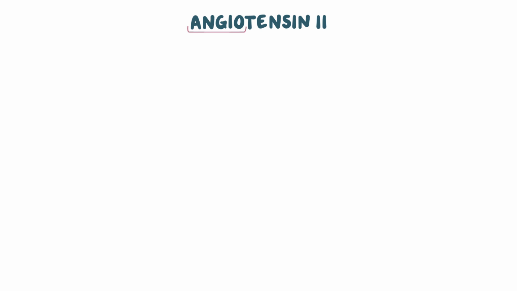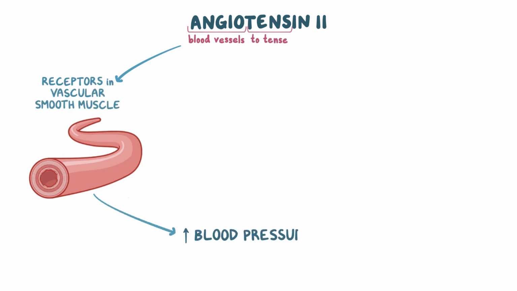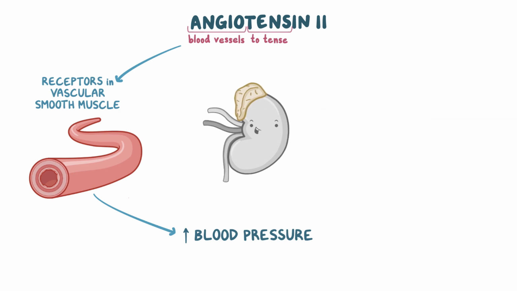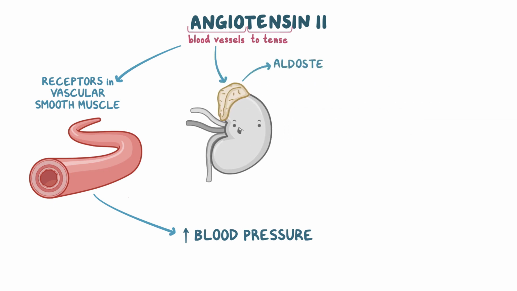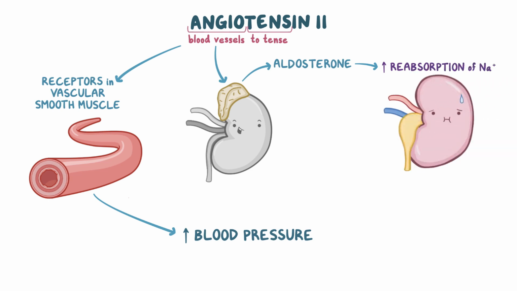Now, angio refers to the blood vessels, and tens, well, it means to tense. So angiotensin II binds to receptors in vascular smooth muscle and causes them to constrict, which increases blood pressure. Finally, angiotensin II also stimulates the release of aldosterone by the adrenal glands. Aldosterone increases reabsorption of sodium in the kidneys, which also increases water reabsorption. This results in increased blood volume, which also increases blood pressure.